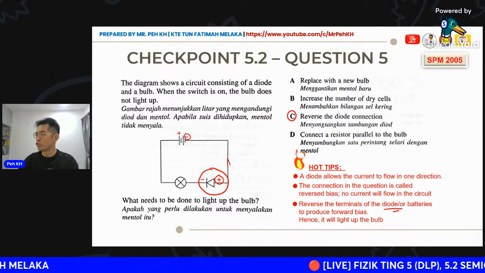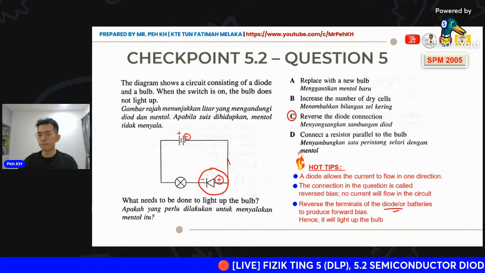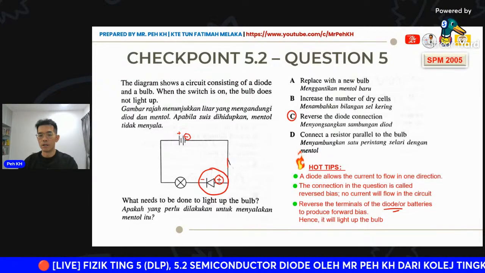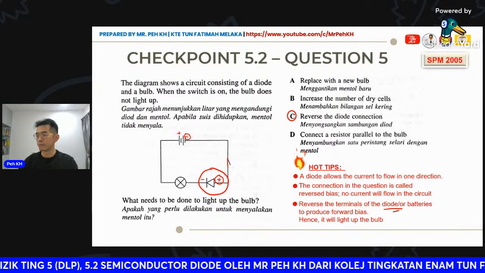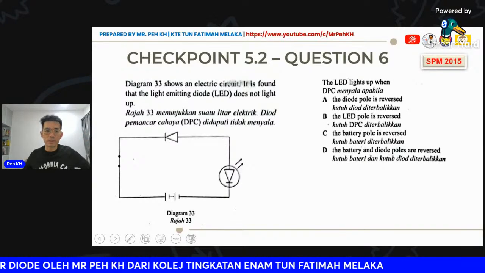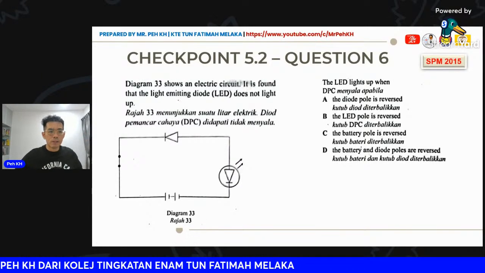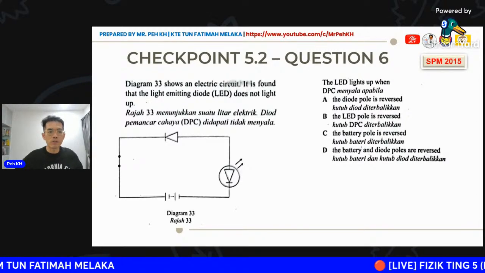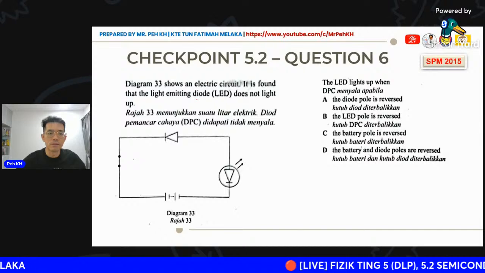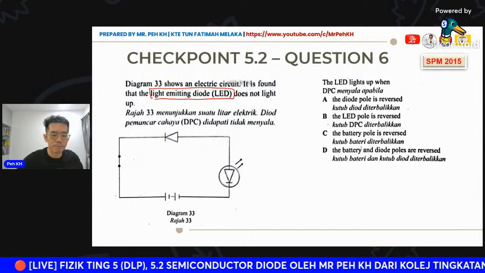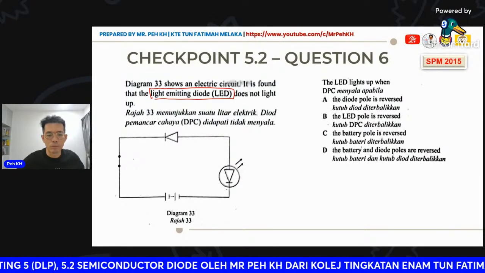Okay, so students, you may also show your answer in the chat room so that I know you are clear on what I explained just now. Okay, then checkpoint 5.2, question 6. Diagram 33 shows an electric circuit. It is found that the light emitting diode, the short form is LED, does not light up. The LED will be with this symbol.